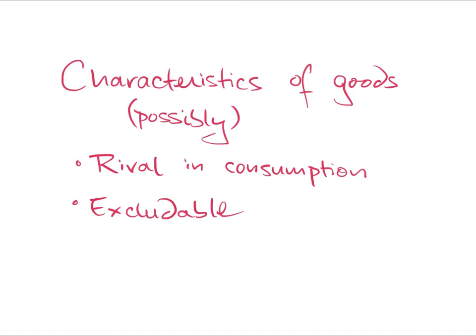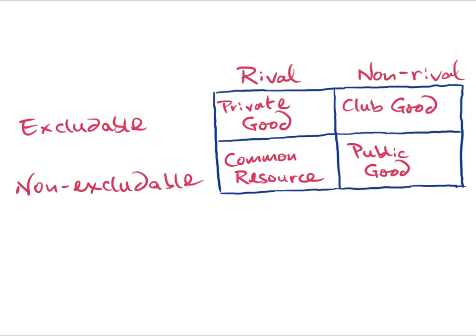So these two characteristics can give us four different combinations of goods. Some goods are excludable and rival. That's most goods in economics. We call them private goods. My apple is a private good. Again, only one person can consume it, and I can prevent anyone else from consuming it. Okay, so apples and most goods that we think about are private goods.